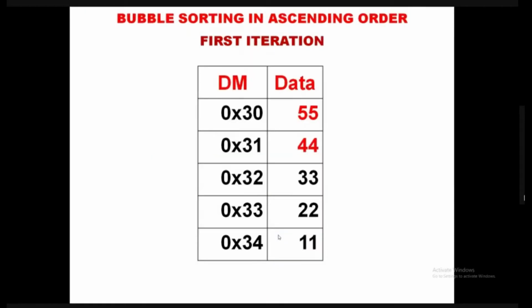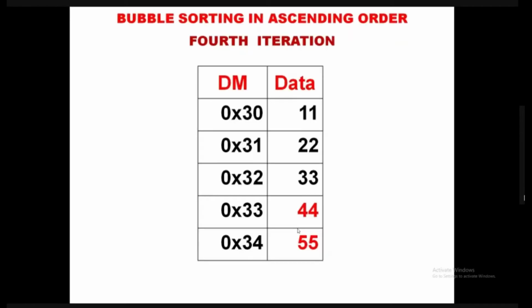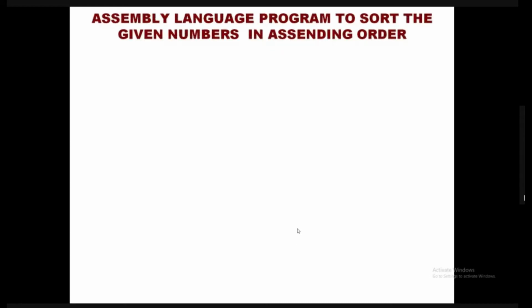So quickly to refresh, how do we do this comparison? First iteration: first comparison, second comparison, third comparison, fourth comparison, that's all. Second iteration: first comparison, second comparison, third comparison, fourth comparison. Third iteration: first comparison, second comparison. And finally, you have sorted the numbers as 11, 22, 33, 44, and 55. Okay, things are happening in microseconds, so quickly the sorting will happen just like that.